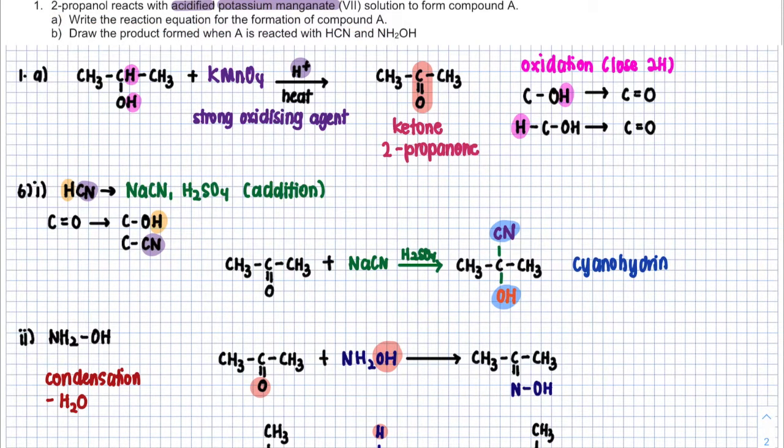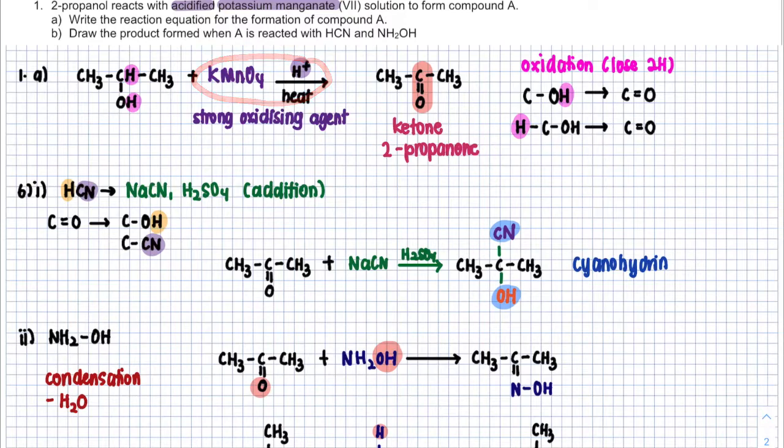Okay, so we have 2-propanol, so it means that we have 3 carbons, and on carbon number 2 we will have our OH only. It will react with acidified potassium manganate. Potassium is K, manganate is Mn, so here is actually our KMnO4. Acidified, because remember for KMnO4, it needs H plus as well as heat, to form compound A.